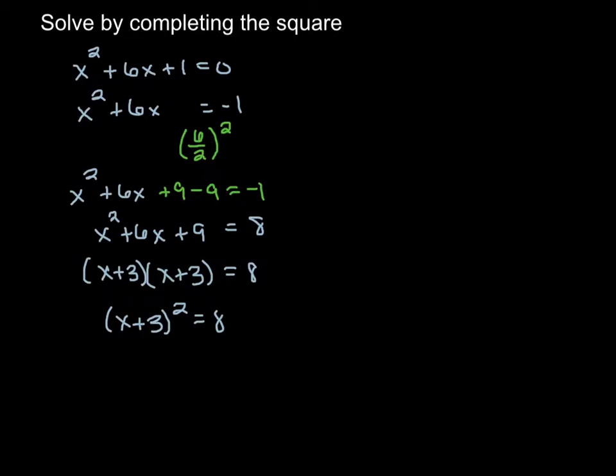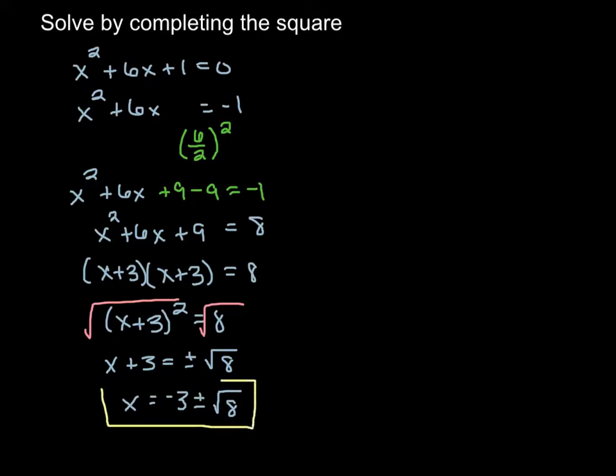I want to solve for x, so I'm going to take the square root of both sides. Alright. Then we have one more step. I want to get rid of that 3, so we're going to do x equals negative 3 plus or minus the square root of 8. Now this is our final answer. So we took this equation that was unfactorable and we solved it by completing the square.